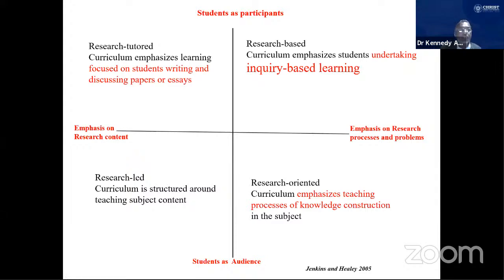Now this next quadrant talks about research-led curriculum, which is structured around teaching subject content, where students are taught research findings in the field of study. So most of us are doing that. So when I teach a subject like chemistry or computer science, I'm bringing those findings in. But what is important is that when you go to the next quadrant, right, the research-tutored curriculum emphasizes learning, focusing on students writing and discussing papers or essays. Now, this is the key slide that I wanted to share today.